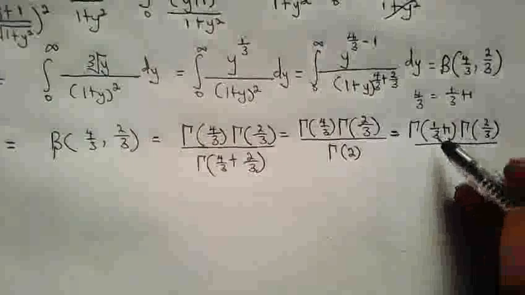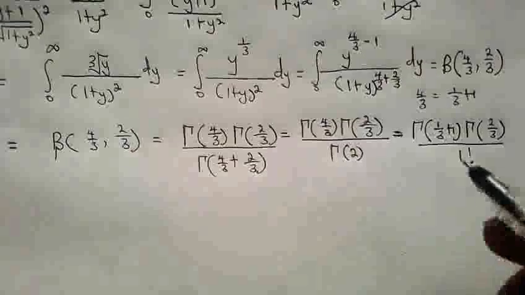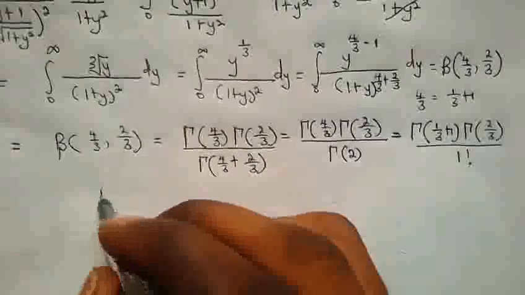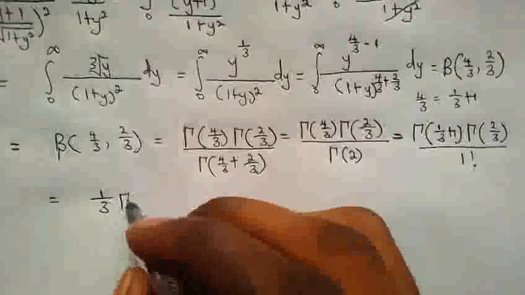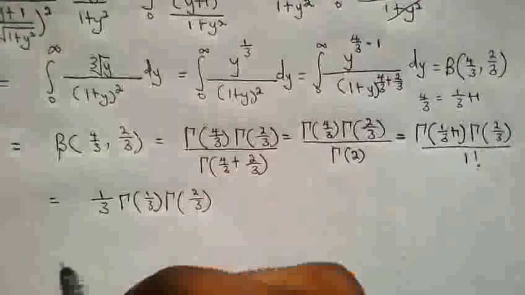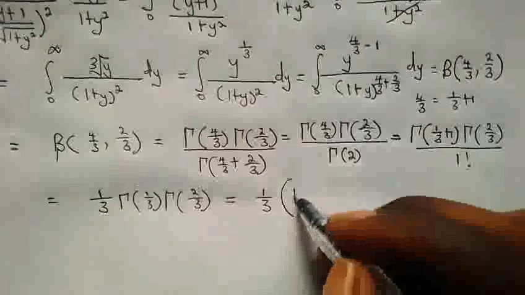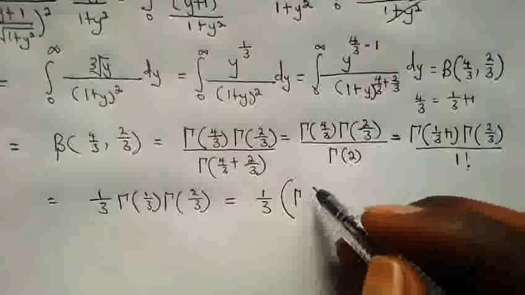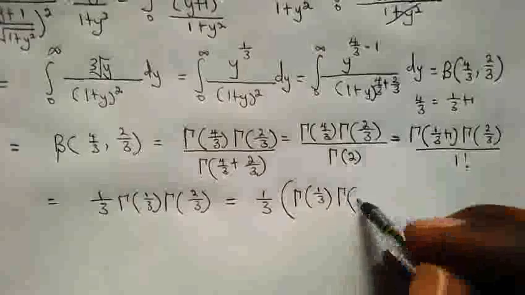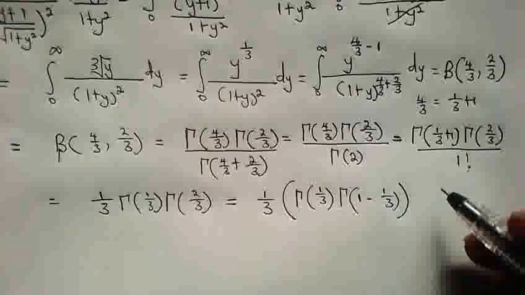So now remember the property here. So gamma of n plus 1 is equal to n times gamma of n. So right here we'll be having 1 over 3 times the gamma of 1 over 3. So here we have 1 over 3 times the gamma of 1 over 3, then times gamma of 2 over 3. So 1 factorial is 1. So here we have this equal to 1 over 3 in bracket, here gamma of 1 over 3 times the gamma of 1 minus 1 over 3, because 2 over 3 is 1 minus 1 over 3.